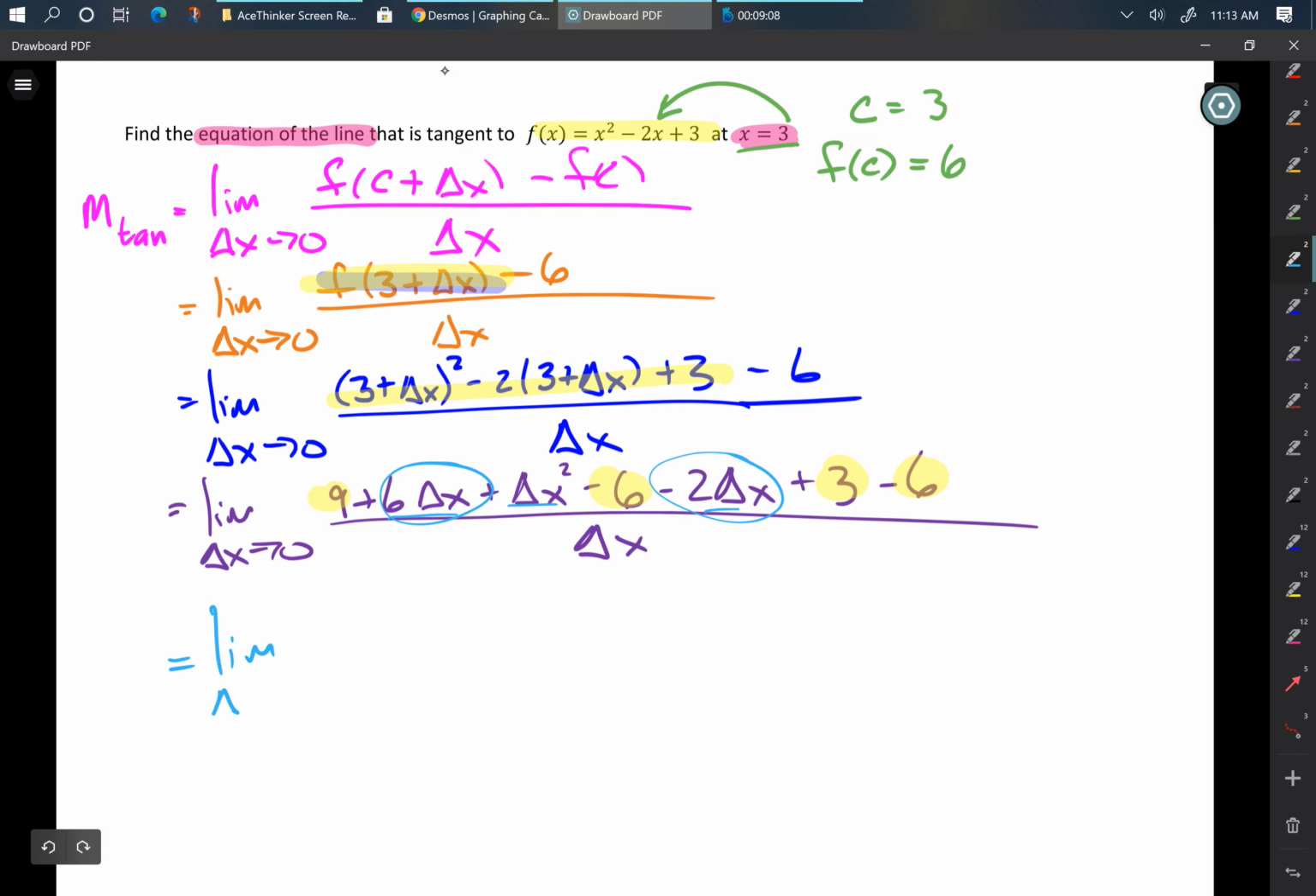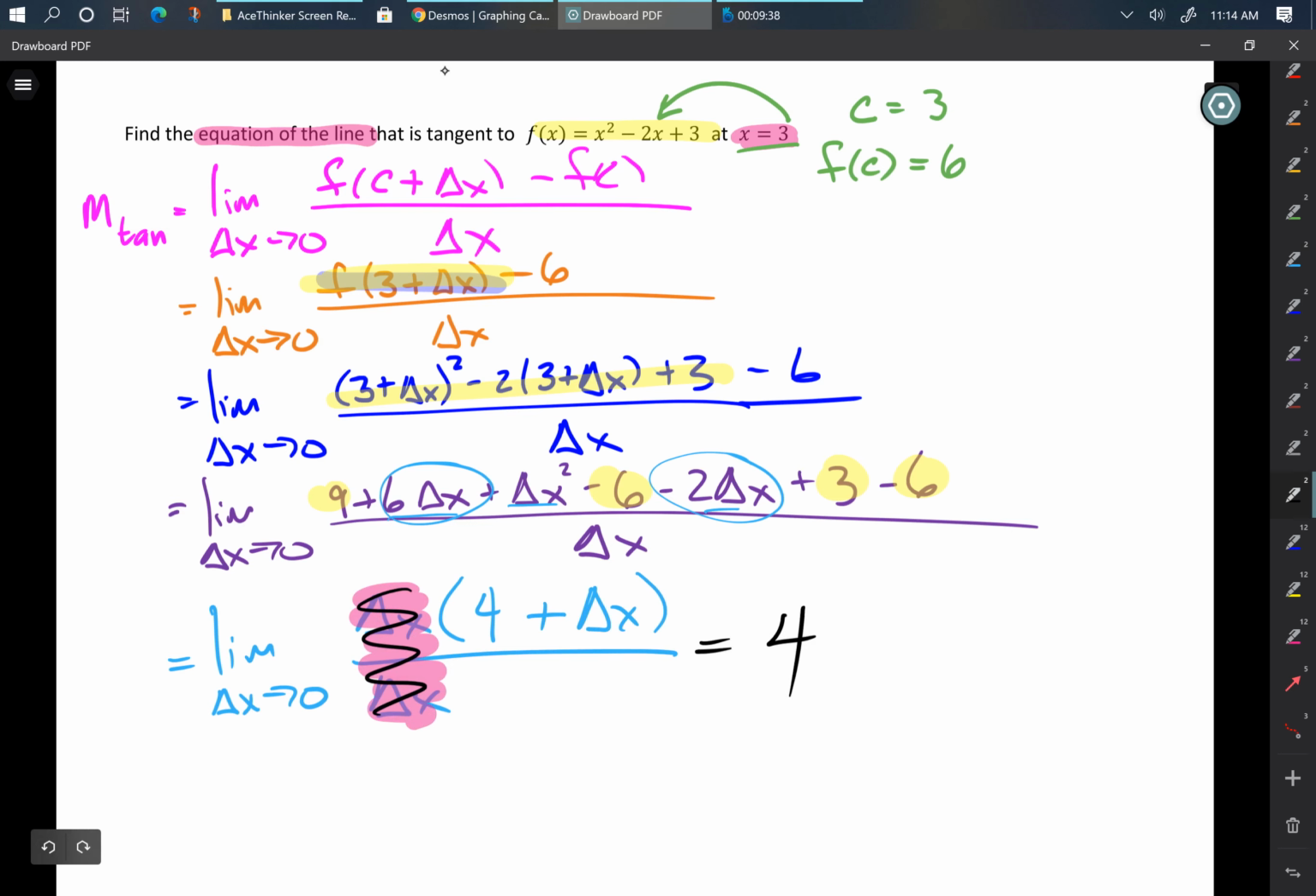So I get the limit as delta x approaches 0. 6 delta x's minus 2 delta x's is 4 delta x's. So that's going to be a delta x times the quantity 4 plus delta x divided by delta x. Now you'll see at this point direct substitution would give us 0 divided by 0. And there's the hole in the graph. So that's the piece we'll ignore. We'll take the limit of what's left and we get a 4.